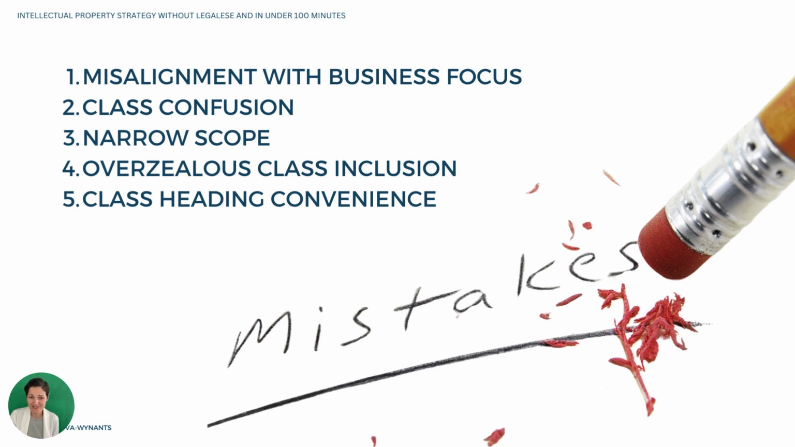Mistake number three: narrow scope. Don't box yourself in. Anticipate future expansions and select classes accordingly. If you, for example, intend to be offering development of advertising concepts, writing and publication of publicity texts, then you should look into class 35. But if you, at one point in time, also intend to do graphic design of these promotional materials, then this belongs to class 42.